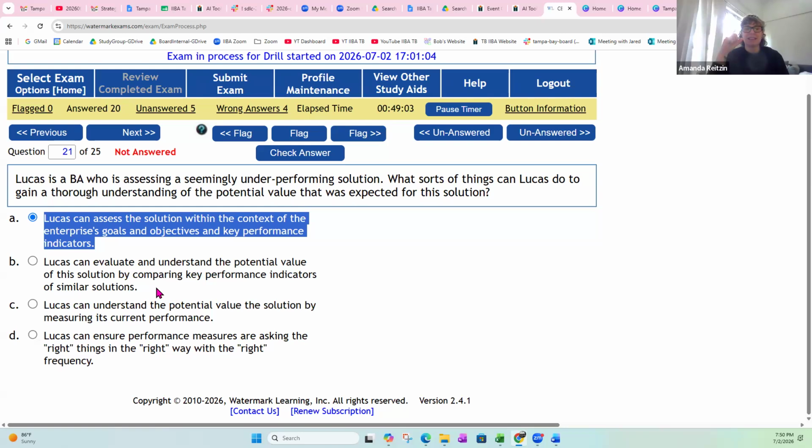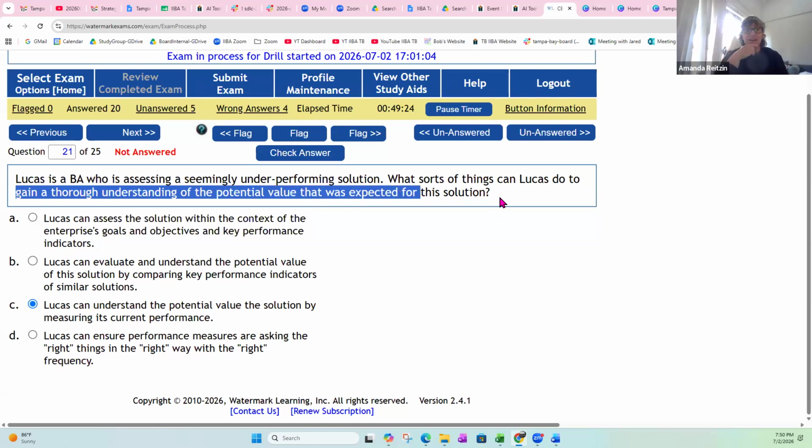But you also need C, but maybe that comes after. C is understanding the delta between the potential value and the current performance. But the question is asking about understanding the potential value that was expected. So then that points to future things. We're talking about the future.